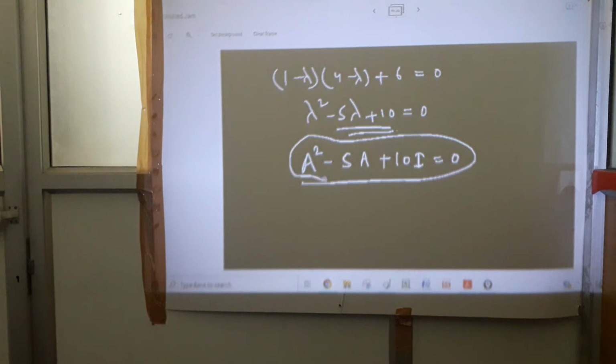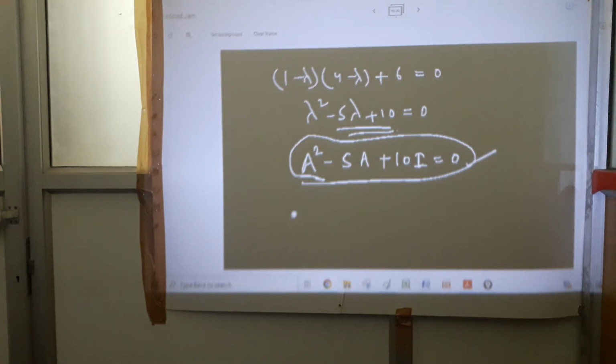To prove this, actually the Cayley-Hamilton theorem says that it will be satisfied. But to verify this one, whatever A is given, find A square, substitute A square here, subtract 5A, add 10I, and you will get the null matrix, that is sure.